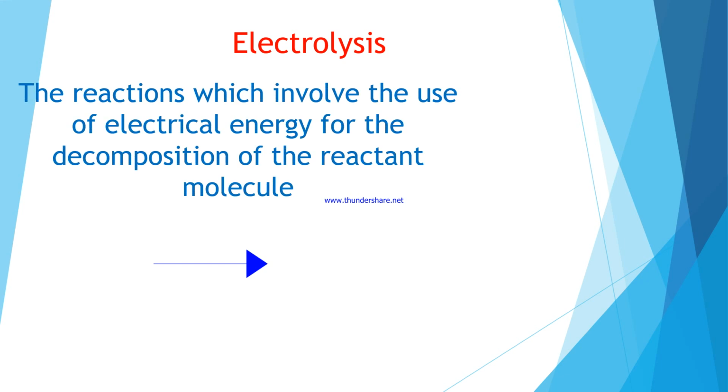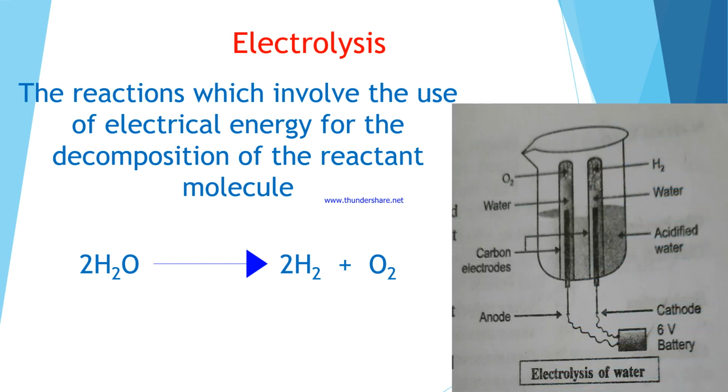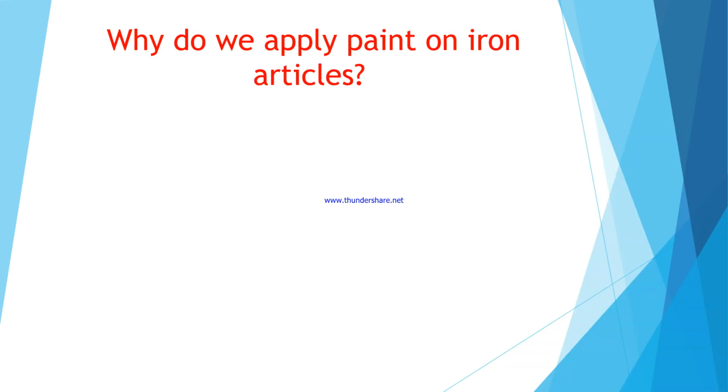And next is decomposition in presence of electrical energy. Here the water in presence of electric current decomposes to form hydrogen gas and oxygen. There is a supportive image where you can find that oxygen is released at the anode and hydrogen is released at the cathode. This is about electrolysis. And all these three are decomposition reactions.